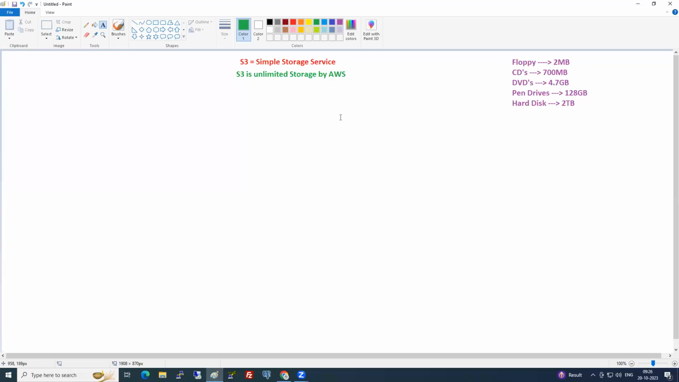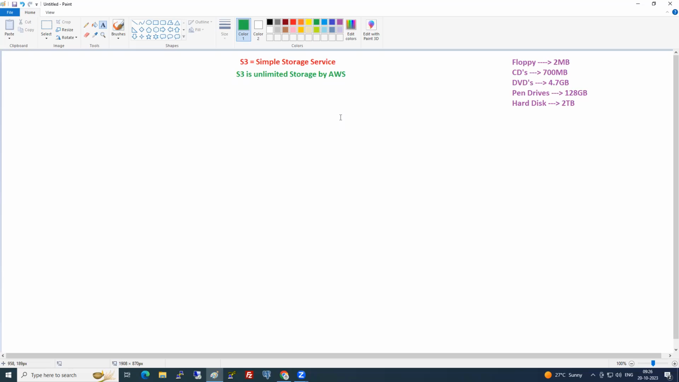And tell me also, do you have any restrictions on the type of files to put in Google Drive? You can put any files. There are no restrictions. Here also in S3, you don't have any restrictions. You can upload, download, and access the files however you want, and there is no limitation.